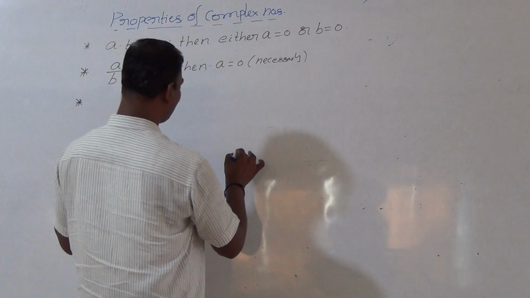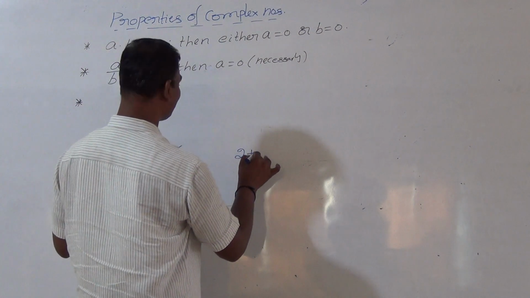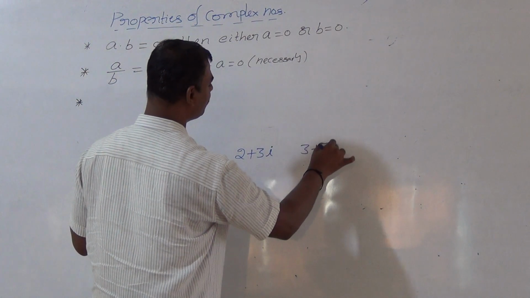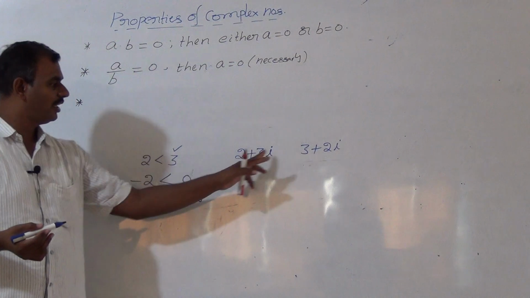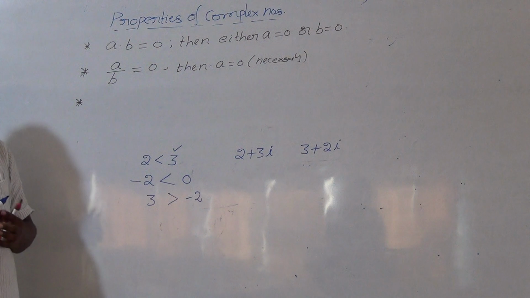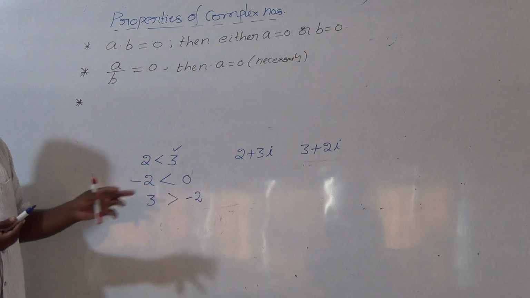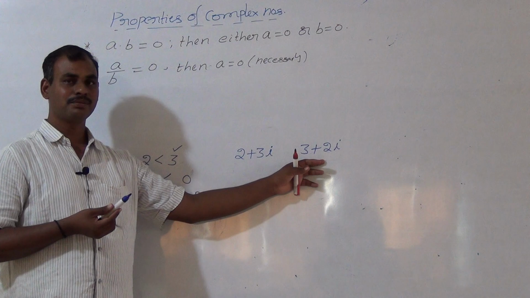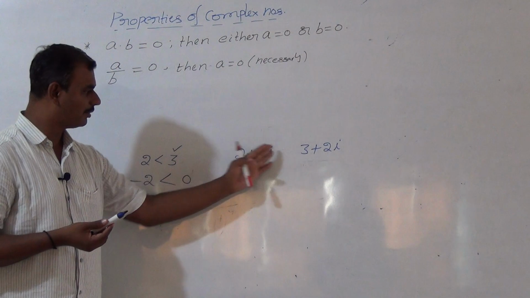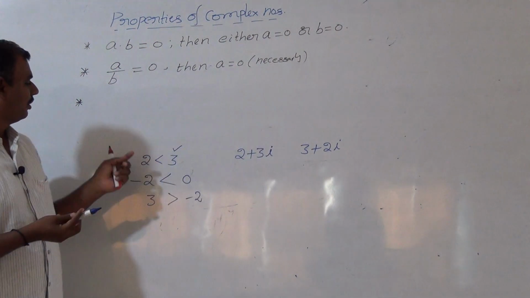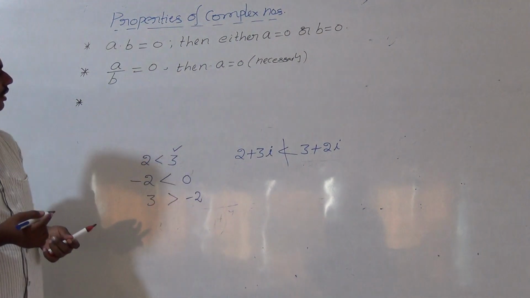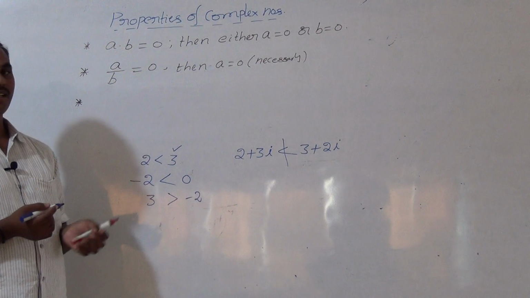Suppose I write the complex numbers 2 plus 3 iota and 3 plus 2 iota. Between these two complex numbers, which is the smaller number? Can you say that? No. Why? Because in complex numbers we cannot say which is the smaller number and which is the greater number. So it is a false statement.